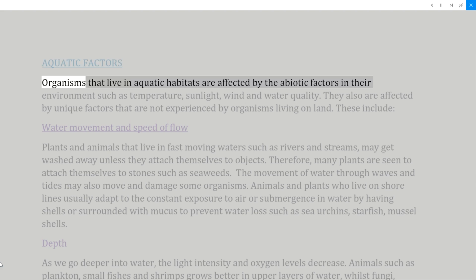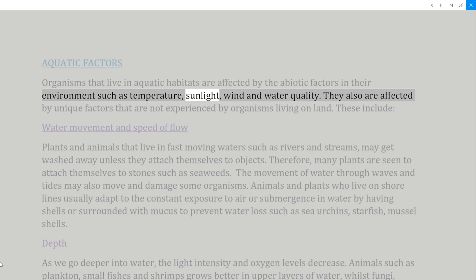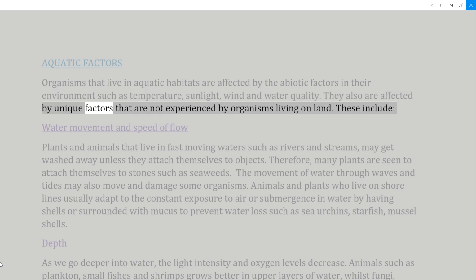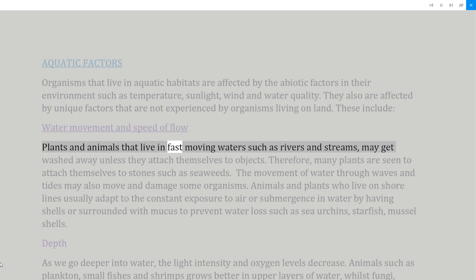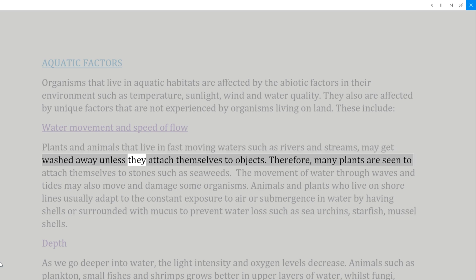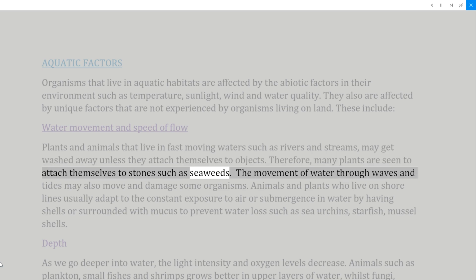Aquatic factors. Organisms that live in aquatic habitats are affected by the abiotic factors in their environment such as temperature, sunlight, wind, and water quality. They also are affected by unique factors that are not experienced by organisms living on land. These include water movement and speed of flow. Plants and animals that live in fast-moving waters such as rivers and streams may get washed away unless they attach themselves to objects. Therefore, many plants are seen to attach themselves to stones such as seaweeds.